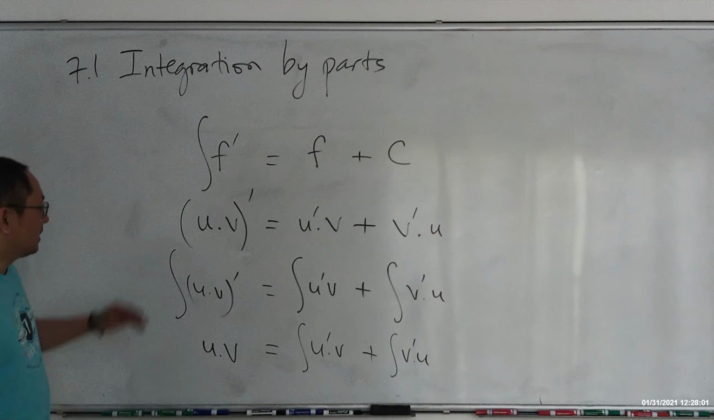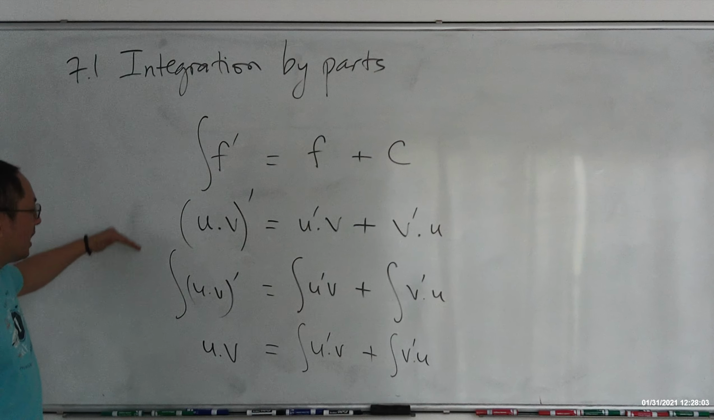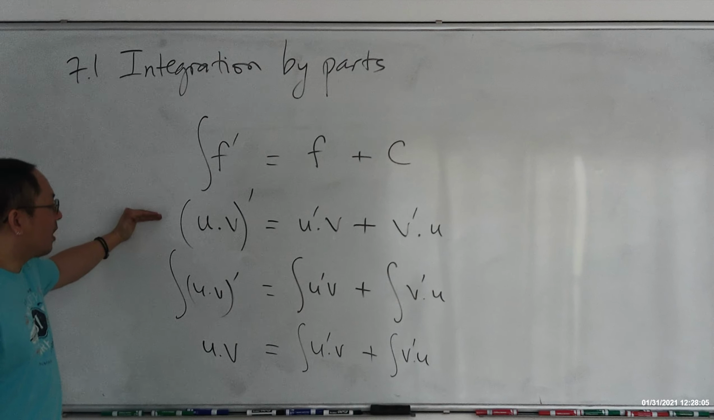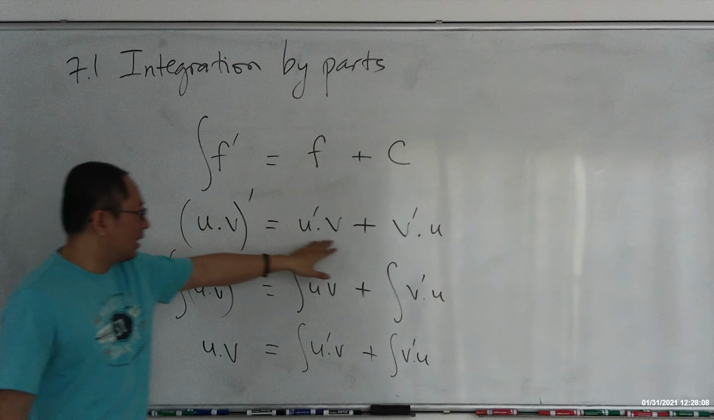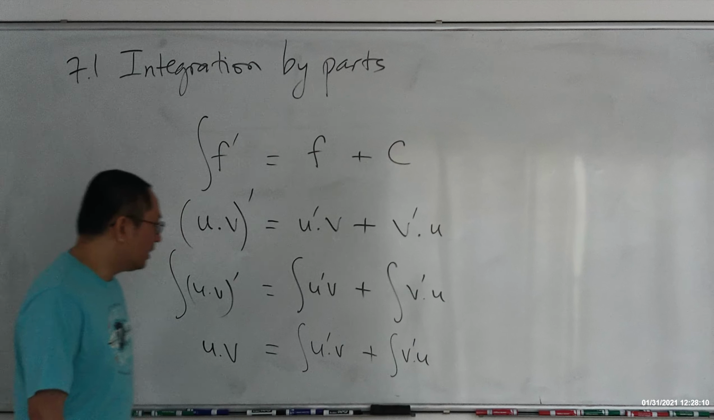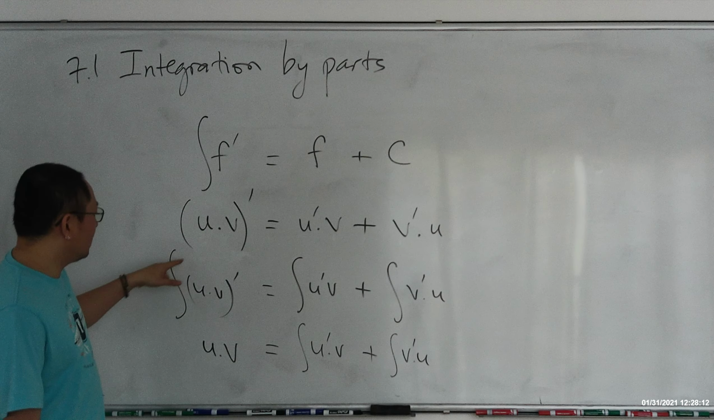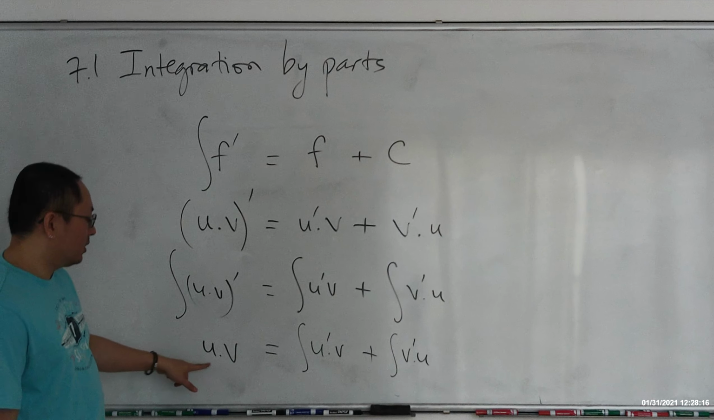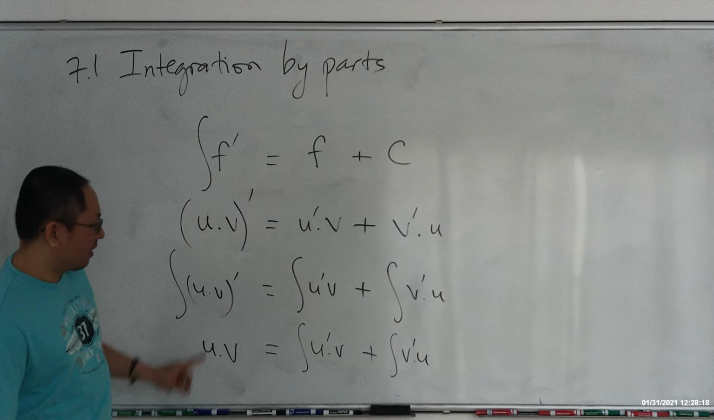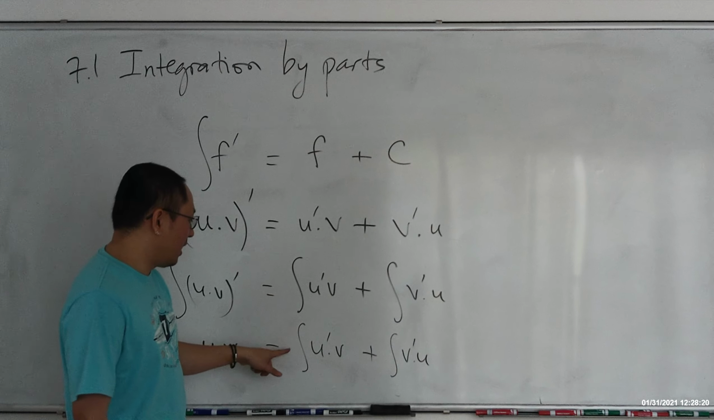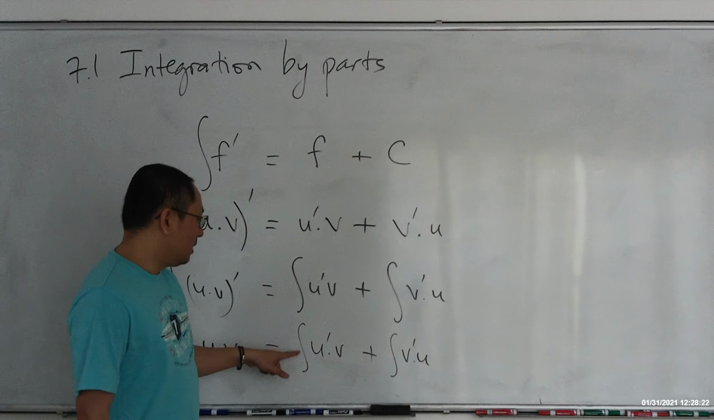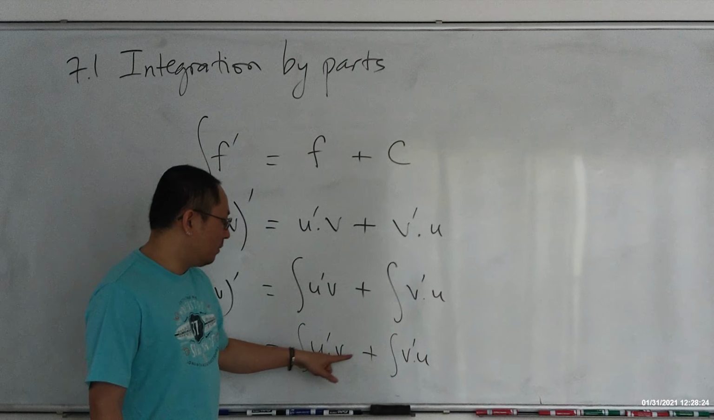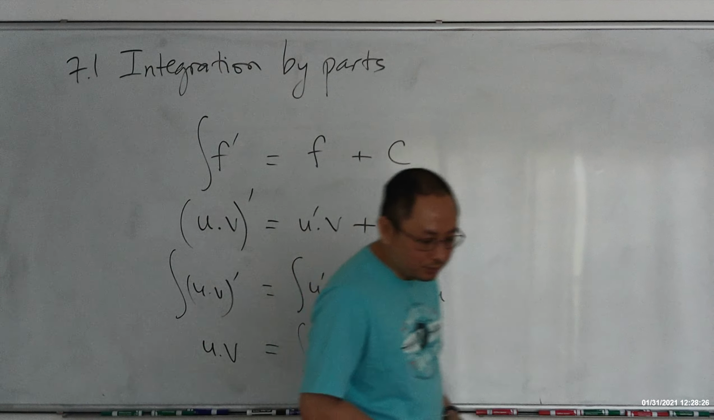Okay? So let me repeat this one more time. I started with the product rule, u times v derivative. I have u prime v plus v prime u. And now if I integrate both sides, on the left hand side, I integrate the derivatives. Go back to our original function, which is u times v. I'm talking about this one right here. And then I integrate the right hand side, I got the sum of two integrals. Integral of u prime v plus integral of v prime u.